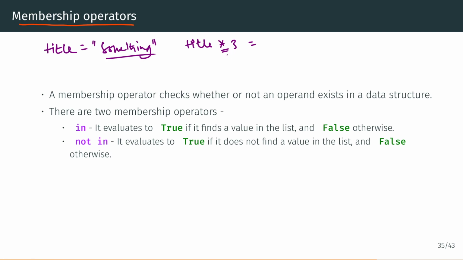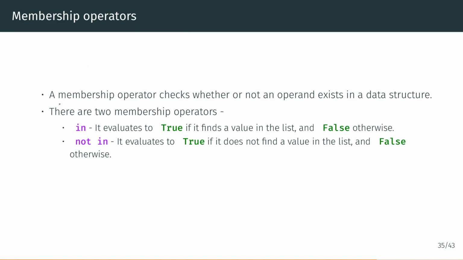So the concatenation and repetition operators also work on other data structures, not just lists. It might help you to think of strings as lists. Strings are nothing but lists of characters. We'll talk about strings later on, but for now just remember that membership operators and the other operators that we talk about here are not only applicable to lists but also to other types of data structures. With that in mind, let's see what a membership operator is.